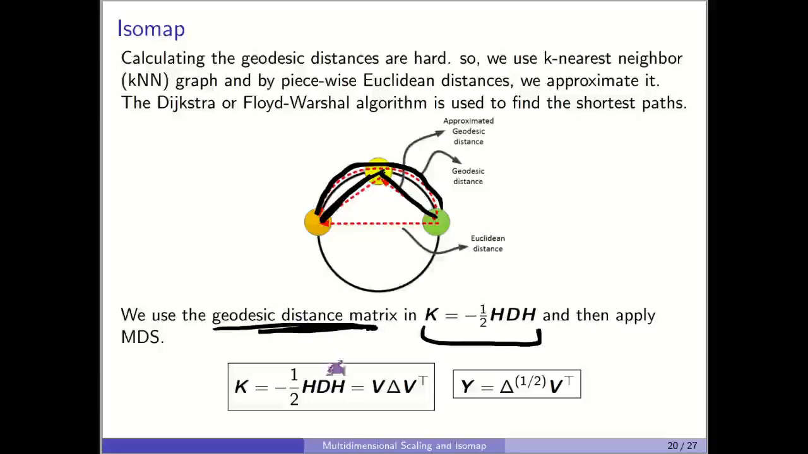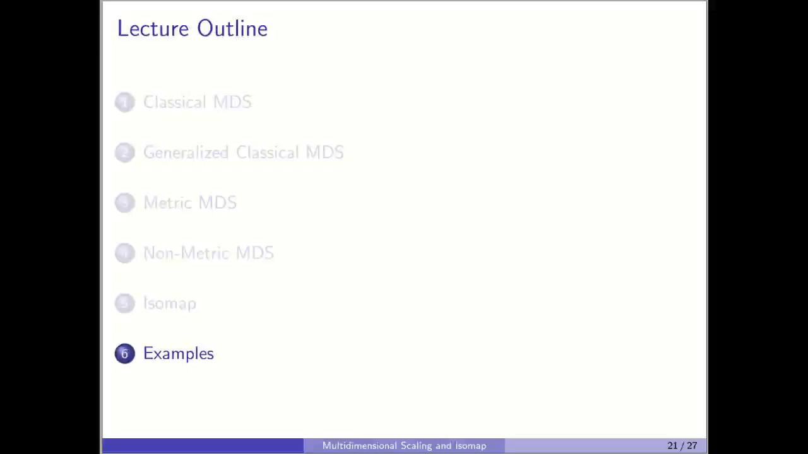Use the geodesic distance in this D, and then we apply eigenvalue decomposition, and the embedding is as before in MDS. So we can say Isomap is a special case of generalized classical MDS where the geodesic distance is used in order to form the kernel. Some examples, we show here.